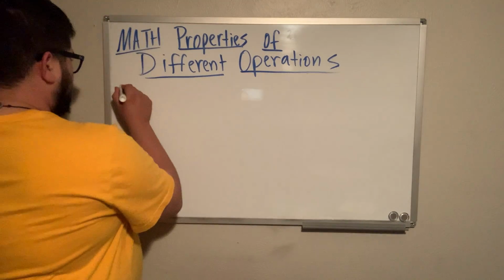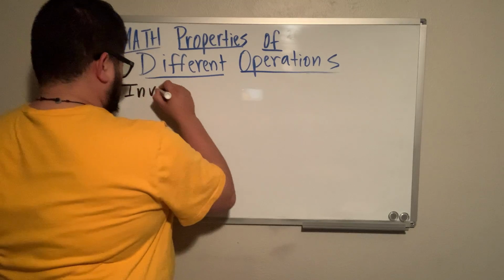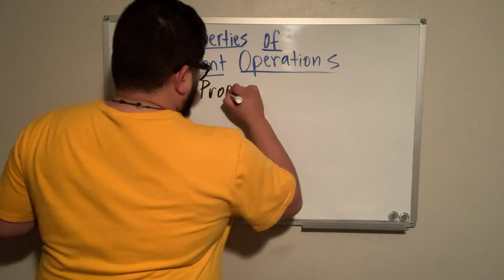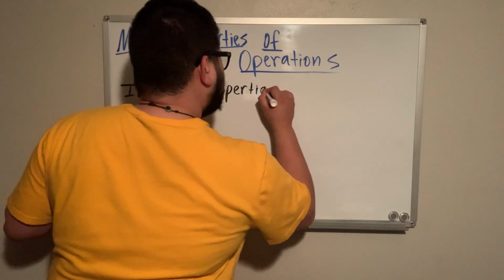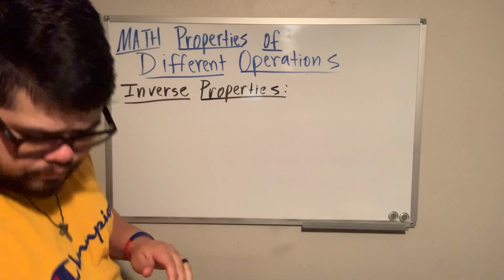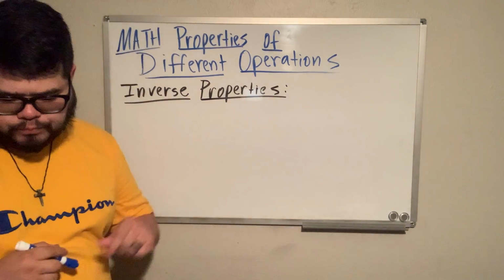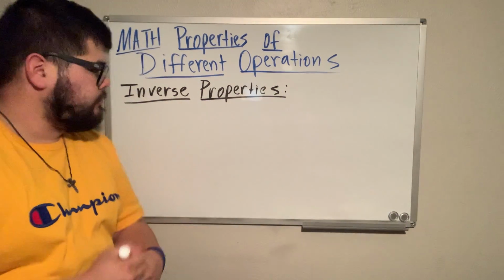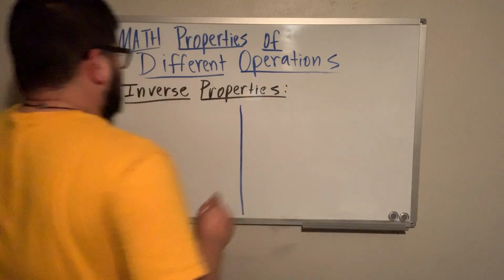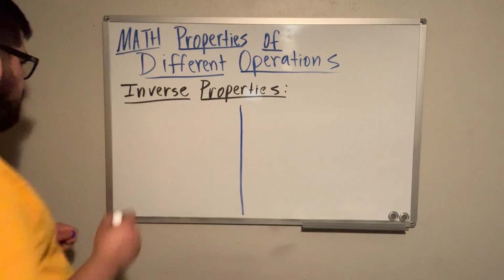Again, this is called inverse properties. Now, we're going to start off, again, just like we did before, draw a line down the middle. We're going to start off with the additive inverse.